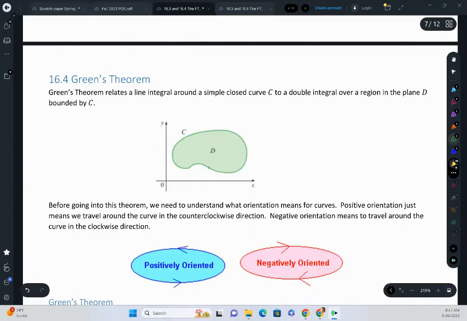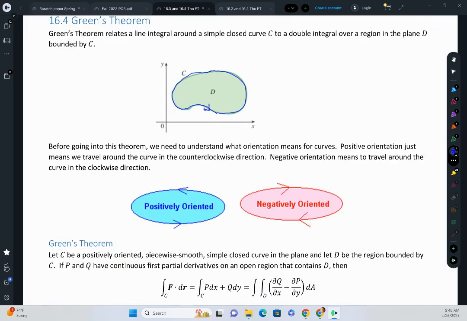And so a little bit of terminology needs to come out. So notice this little green blob, and inside it's called D. That's the domain that's contained inside of our curve. Our curve is traveling around, and you might not be able to see it, but there's an arrow here, and it's telling me what direction the curve is moving in, and it is moving in a counterclockwise direction. When a curve is moving in a counterclockwise direction, we say that it is positively oriented.